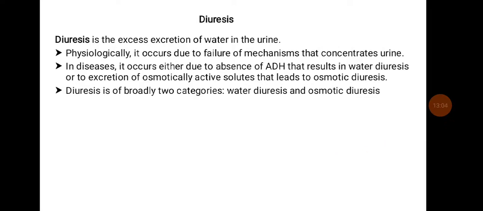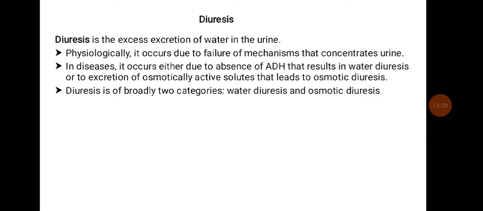What is diuresis? It is nothing but the excess excretion of water in the urine. Physiologically, it occurs due to the failure of mechanisms that concentrate urine. In diseases, it occurs either due to absence of ADH that results in water diuresis, or excretion of osmotically active solutes that leads to osmotic diuresis.